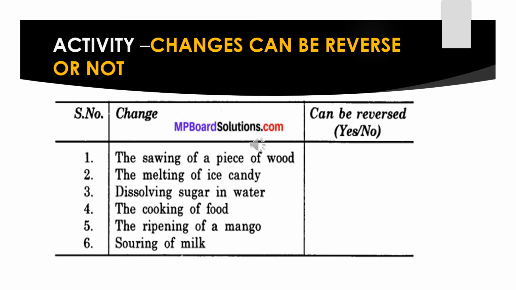Dissolving sugar in water. It can also be reversed because with the process of evaporation, you can bring back the sugar. The cooking of food. It is an irreversible change, so it can't be reversed. The ripening of mango. Again, it is an irreversible change. So, it cannot be reversed. The souring of milk. It also cannot be reversed.